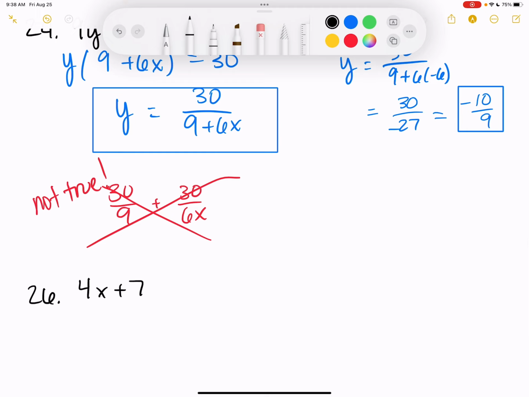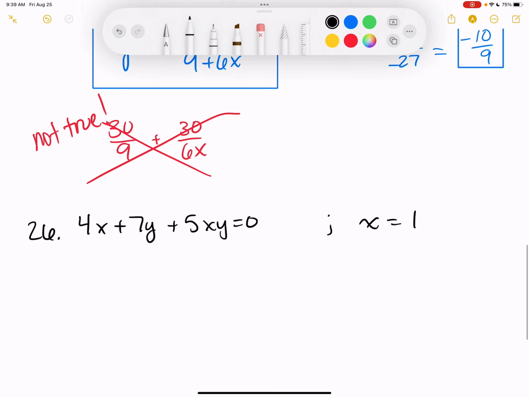4x plus 7y plus 5xy equals 0. And we're ultimately going to do it for x is equal to 1. Any ideas about this one? Take out the y. And the x. Not yet. Subtract 4x from both sides. So 7y plus 5xy equals negative 4x.